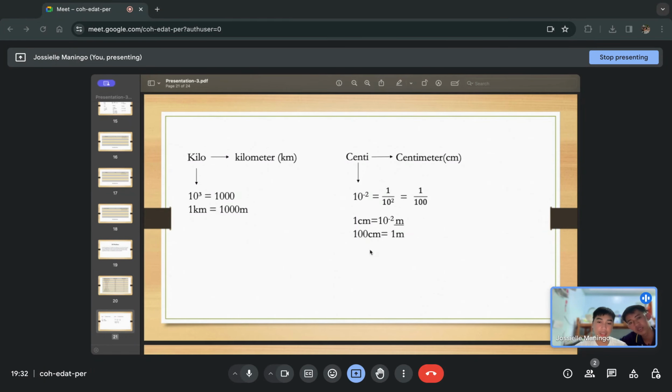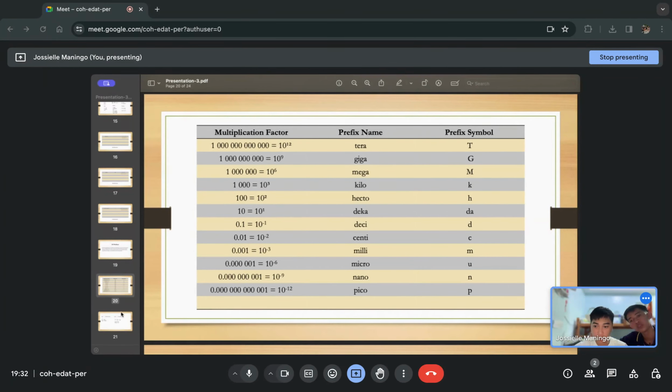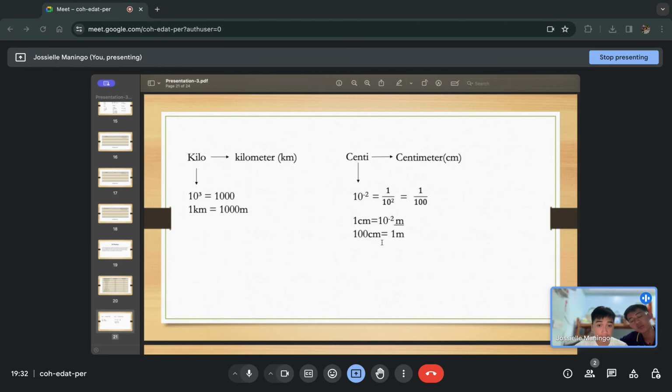1 centimeter is equivalent to, just remember, you can call this centi because this is the multiplication factor. The multiplication factor of centi is 10 to the power of negative 2.